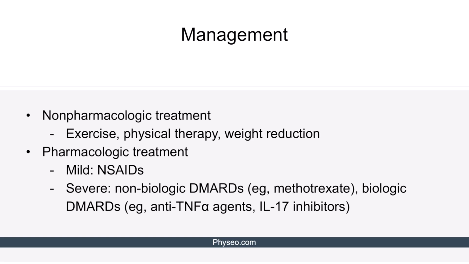As far as treatment goes, there are non-pharmacologic and pharmacologic methods that can be employed, often in conjunction with one another. Exercise, physical therapy, and weight reduction can each help these patients. Now, as far as drug therapy goes, mild cases are generally managed with NSAIDs. More severe cases may require a stronger drug, such as a non-biologic disease-modifying anti-rheumatic drug, like methotrexate, or a biologic DMARD, and that includes things like anti-TNF-alpha agents, such as etanercept or infliximab, and IL-17 inhibitors, for example, secukinumab.